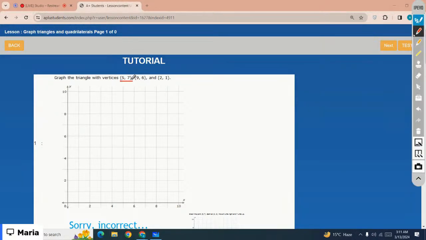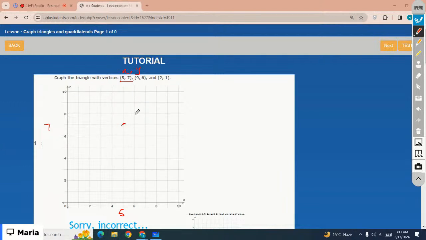The first one is 5, 7. The first point always represents the x value. The second one is the y value, right? For 5 you have to look on the x. Here you have x, here is the 5, and for y is 7. Go to this line and make a point in front of 7. So here is 5 and 7, right?